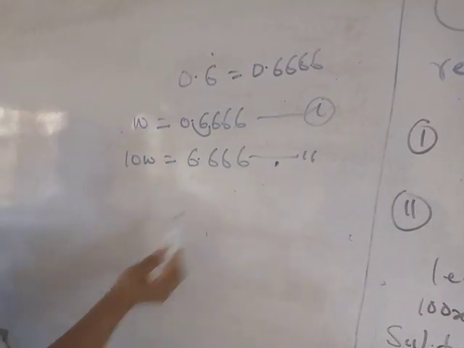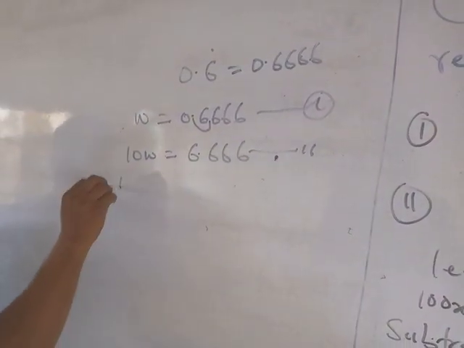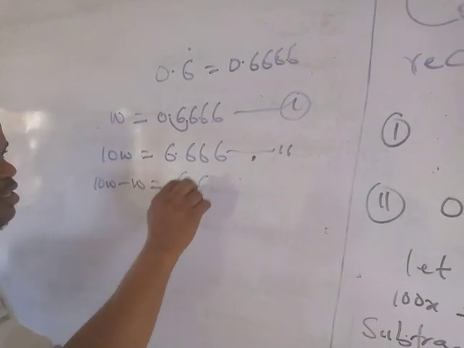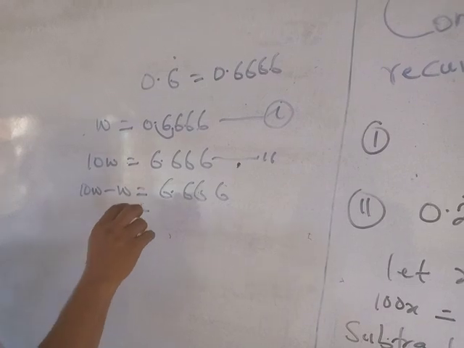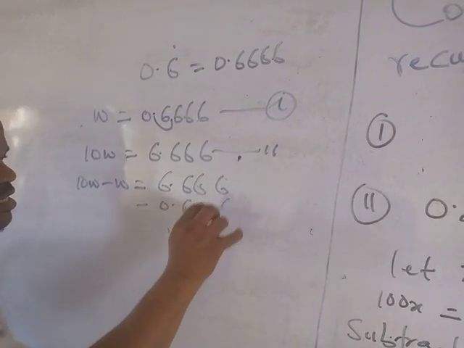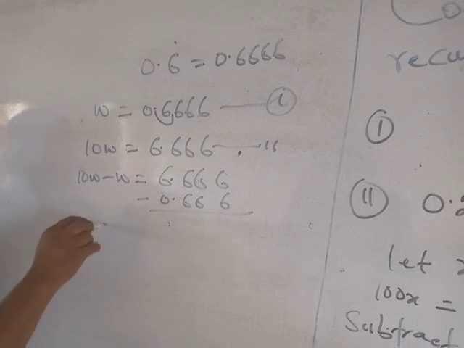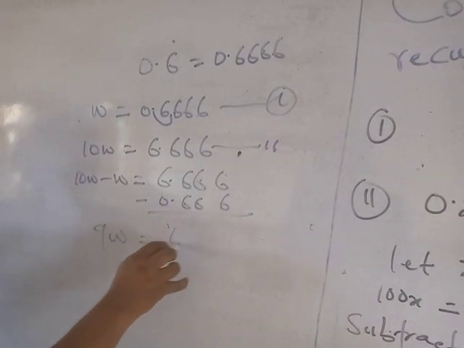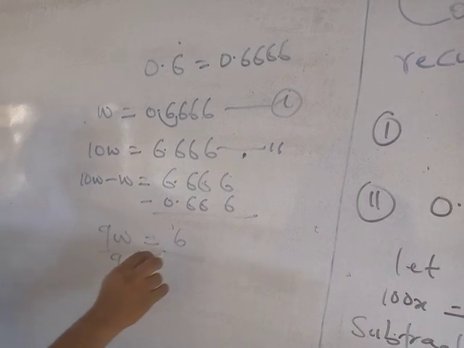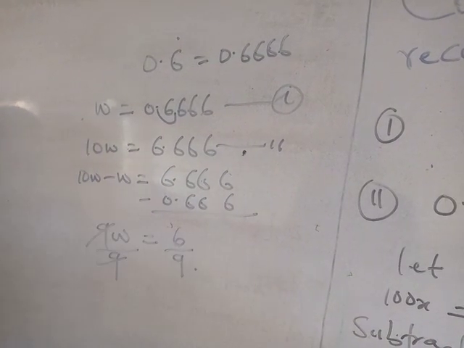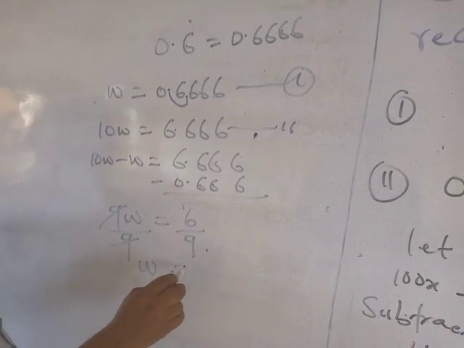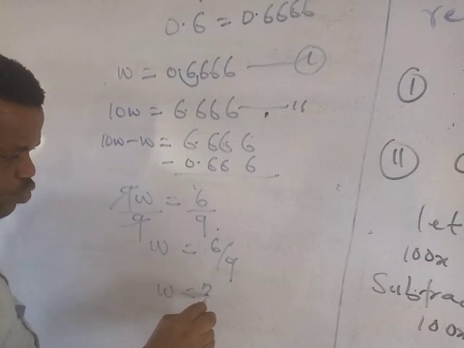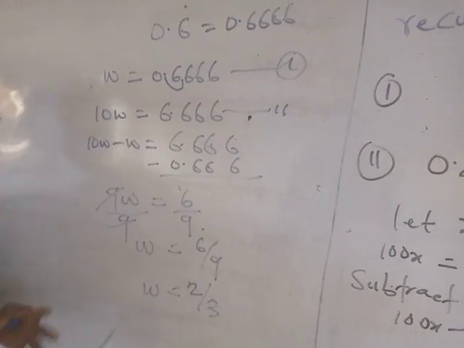If I subtract equation 1 from equation 2, I'm going to have 10W minus W equals 6.666 minus 0.666. If you subtract this, you are going to have 9W equals, this is 0, 0, 0, and this is 6. So if you divide through by 9, W equals 6 over 9, so W equals 2 over 3. So that is how we solve the question.